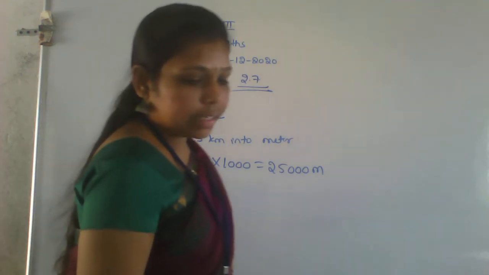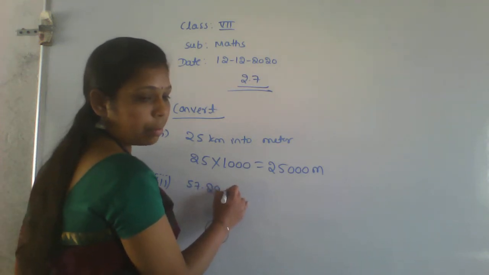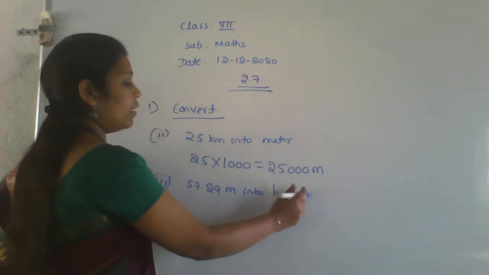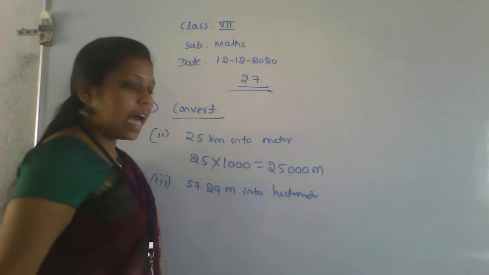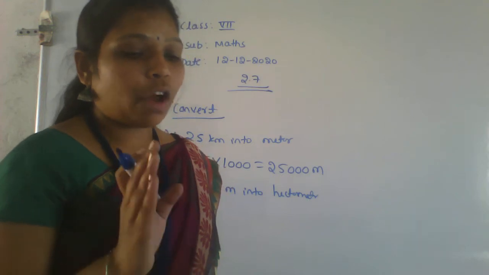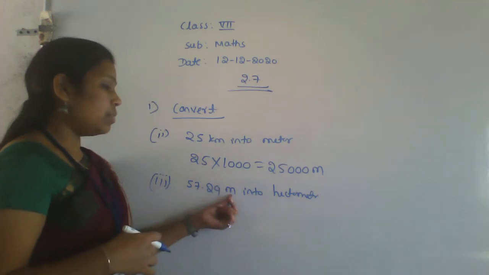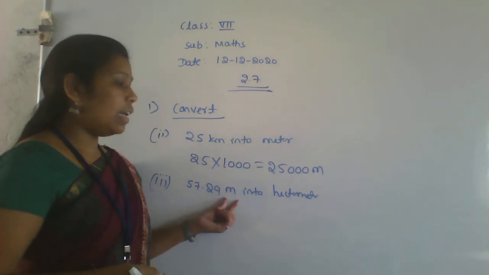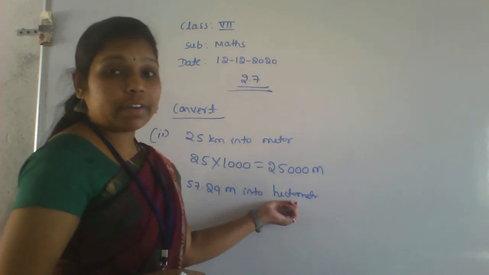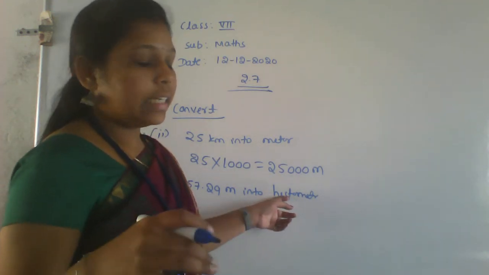Third one. That is 57.29 meter into hectometer. Observe the diagram. We are converting meter. Meter is nothing but a base unit. From base unit, where is hecto? This meter is a smaller value and we are going to the bigger value. Smaller to bigger means we have to do the division.